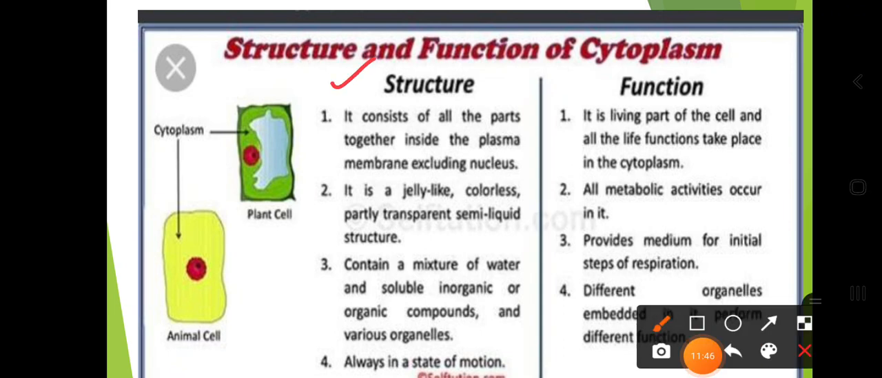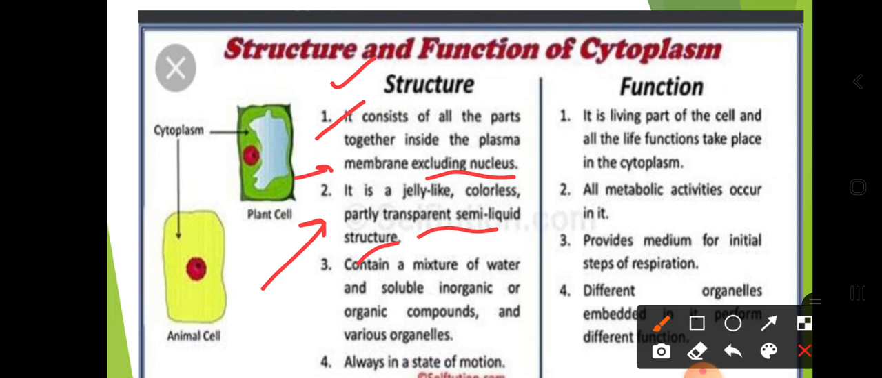When we talk about the structure of the cytoplasm, it consists of all the parts together inside the plasma membrane, excluding the nucleus. How is the cytoplasm? It is a jelly-like substance, or you can say a colorless, partially transparent, semi-liquid structure. So, it is not a pure form of liquid, it is a semi-liquid.